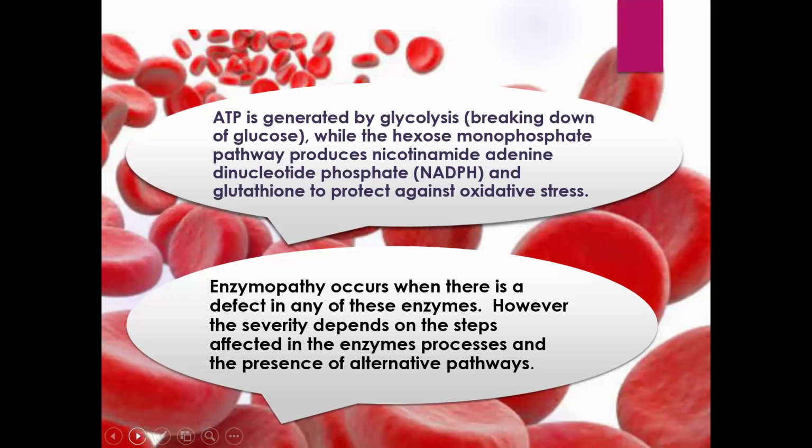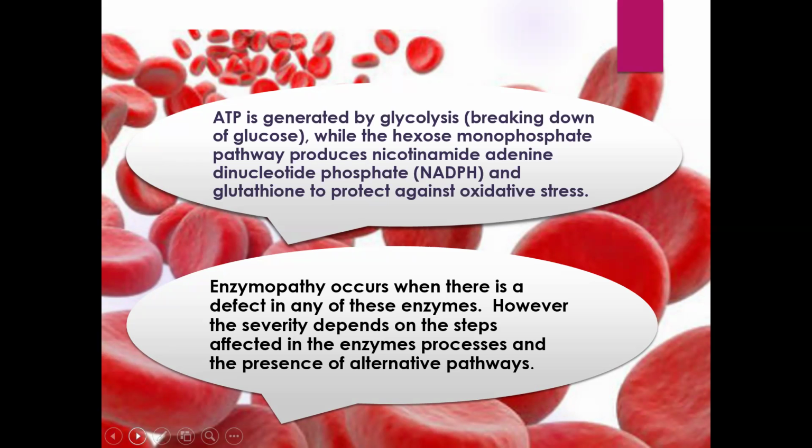ATP is generated by glycolysis. That is, the breaking down of glucose leads to production of this ATP necessary. Why the hexose monophosphate pathway produces nicotinamide adenine dinucleotide phosphate, NADPH, and glutathione to protect against oxidative stress.